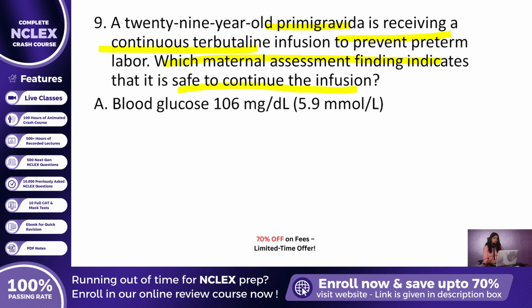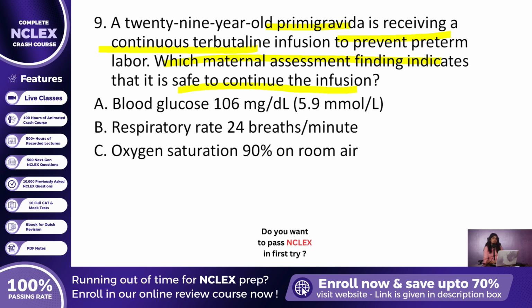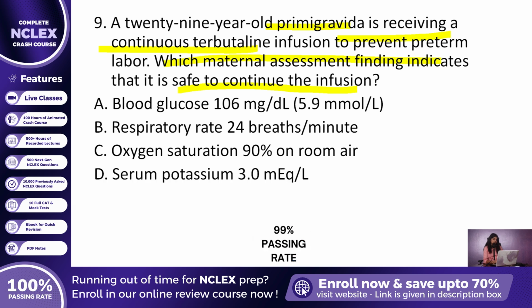Option A, blood glucose 106 milligrams per deciliter. Option B, respiratory rate 24 breaths per minute. Option C, oxygen saturation 90% on room air. Option D, serum potassium 3.0 milliequivalents per liter. The correct option is option A, which is blood glucose 106 milligrams per deciliter.